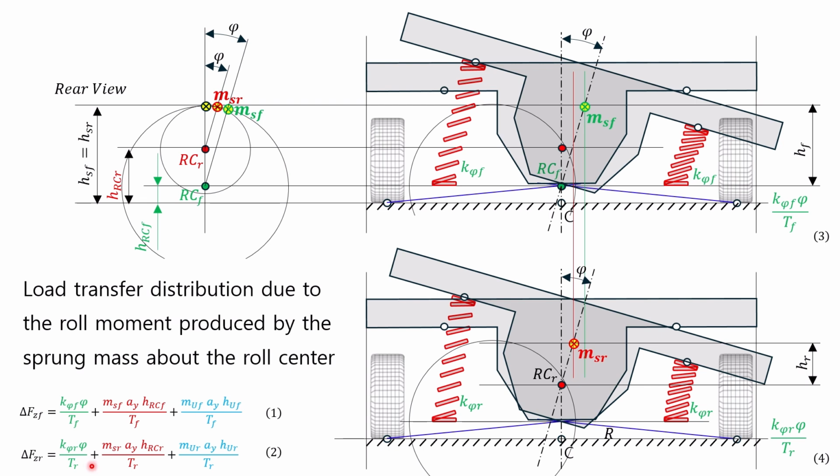In the previous video, we assumed the sprung mass to be a rigid body, and that the roll angles of the front and rear suspensions are equal. If the front and rear roll angles are equal, the side with the greater roll stiffness will experience greater load transfer. Therefore, if the front suspension roll stiffness, K phi F, is greater than the rear suspension roll stiffness, K phi R, the proportion of load transfer to the front wheel increases. If the rear suspension roll stiffness, K phi R, is greater than the front suspension roll stiffness, K phi F, the proportion of load transfer to the rear wheel increases.